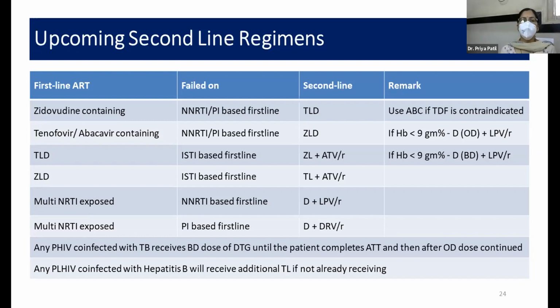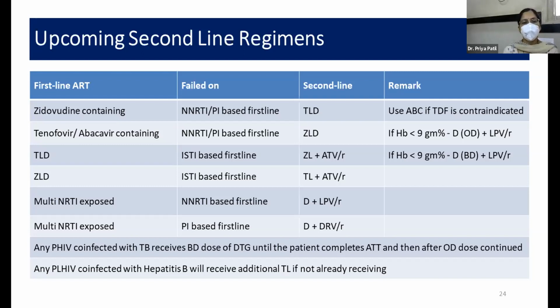Now, suppose the first line ART was TLD. For example, now we will be starting to use TLD in our first line, and if the patient fails on this INSTI based first line, then the second line regimen for such a patient in future would be ZL plus ATVR. But if the HB is less than 9 grams and we cannot use zidovudine, then dolutegravir BD with lopinavir. So that would be the second line regimen there. Dolutegravir in the BD dose with lopinavir.